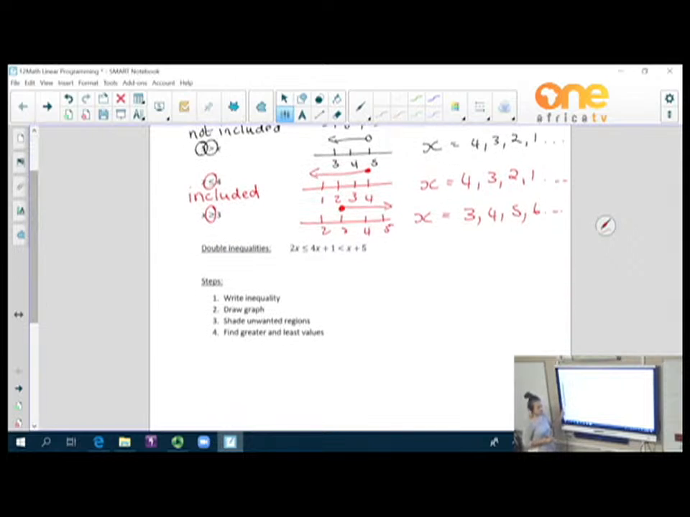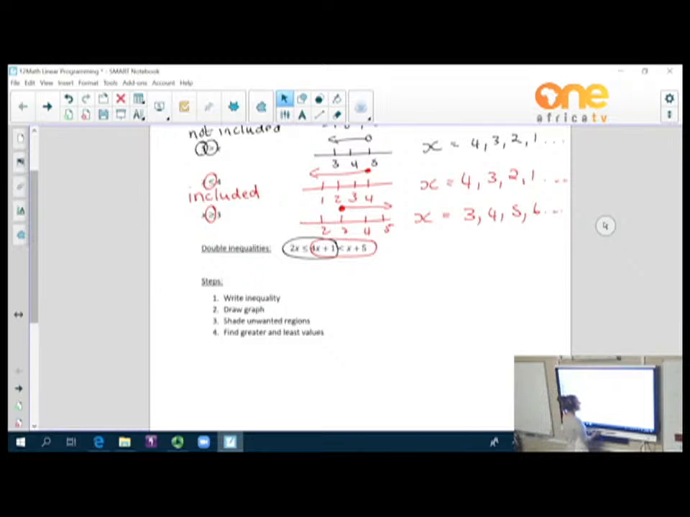Then, just quickly looking at double inequalities, where we have two inequalities in one, what is important that you should remember is you will first need to solve the one inequality and then you will solve the second inequality separately and you will have a range of answers.